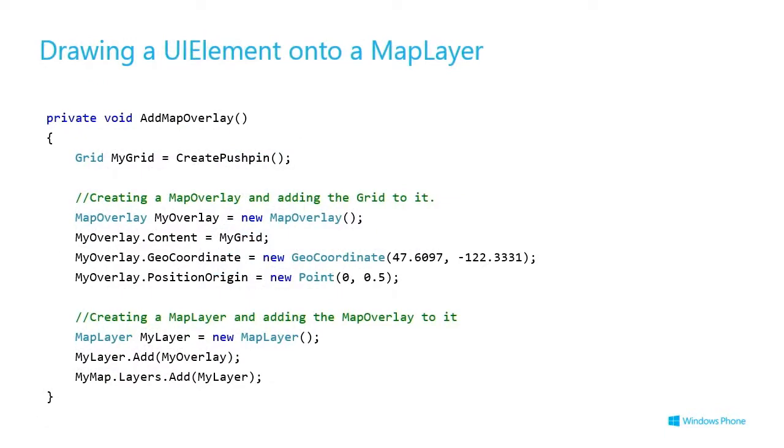And then this is how you would actually add a push pin to the map. You call that create push pin method I just showed you, which gives you back this custom grid with that rectangle and polygon in it. You then new up a map overlay object, and you set the content of that map overlay object to our custom push pin object. Then you set the geo coordinate and the position origin of that map overlay. So this is where it's going to be drawn onto the map. And then finally, create a new map layer, add the map overlay onto the map layer, and then put the map layer onto the map. A lot of steps, but this is the process of doing it.